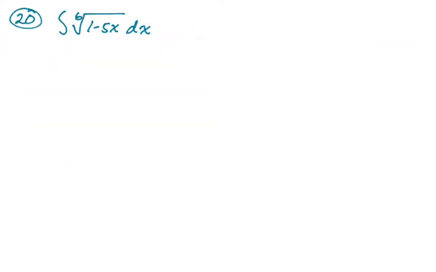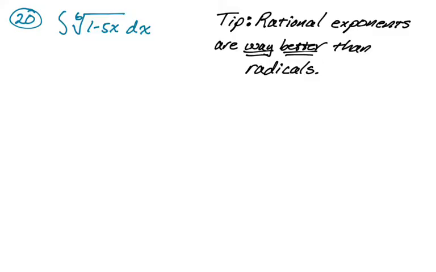All right, we're doing the integral of the 6th root of 1 minus 5x dx. Let me tell you, rational exponents are way better than radicals. You do not want to be messing with radicals when you're doing derivatives or antiderivatives. I immediately change them to rational exponents. So I'm going to rewrite this as (1 minus 5x) to the 1/6 dx.